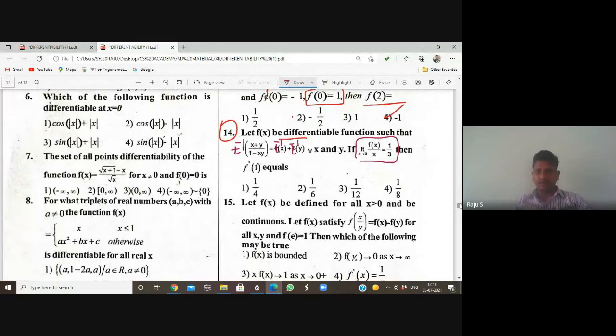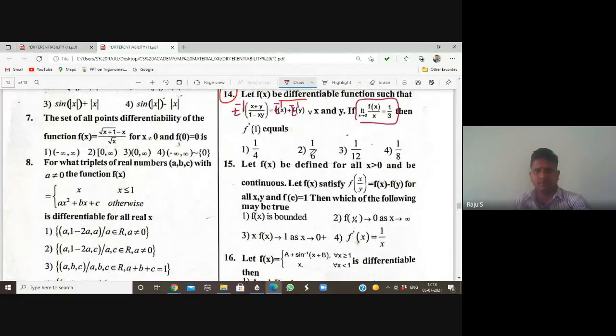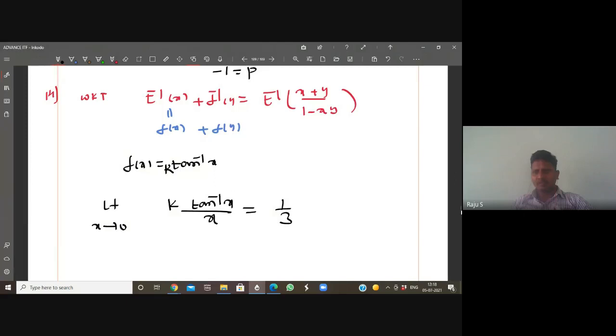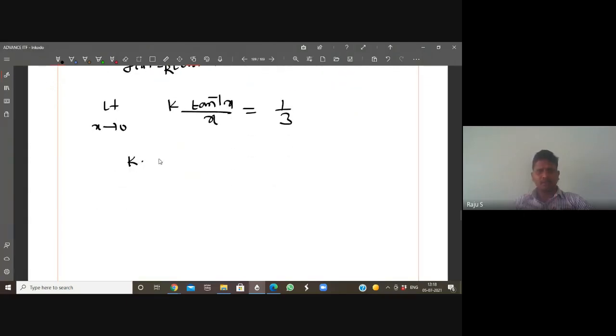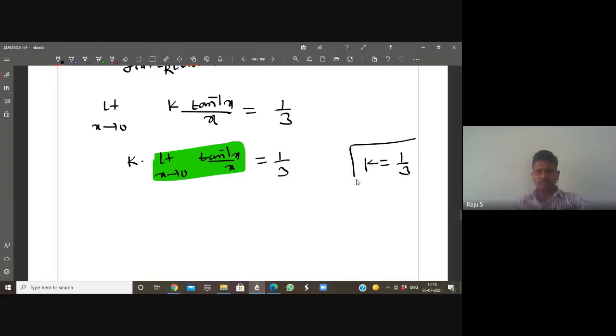Then what is f dash of 1? Now, here, k is a constant, take it outside. Limit x tends to 0, tan inverse x by x is equal to 1 by 3. What is the limit of tan inverse x by x? 1. So that k value is what? K into 1 is equal to 1 by 3. K is equal to 1 by 3.